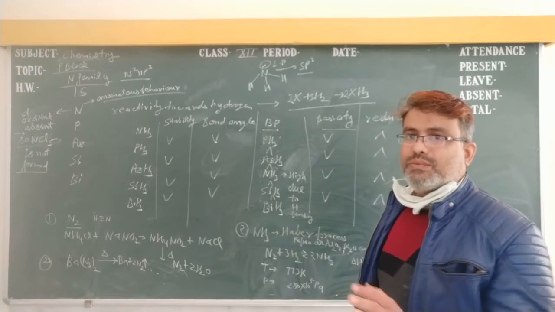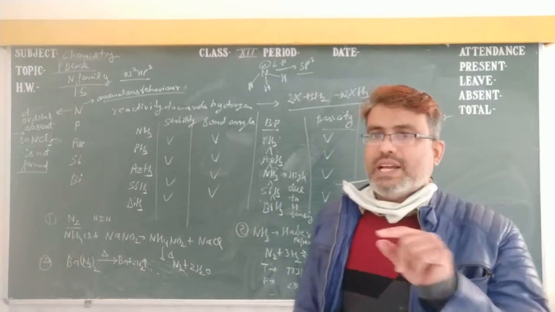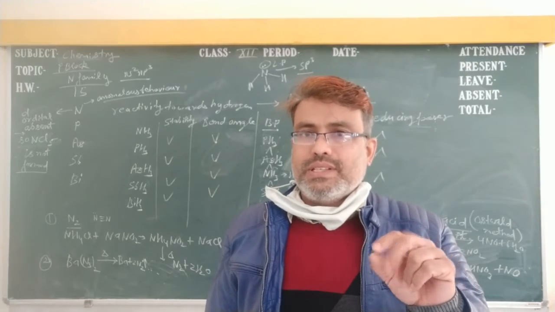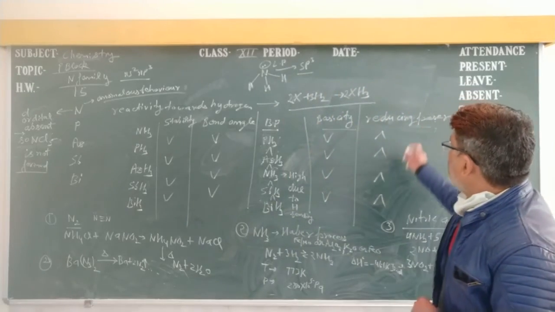You can be asked why the basicity of ammonia is greater than PH3. You can explain on the basis of the size of the atom. Due to smaller size and high electron density, you can say ammonia is more basic. Now next, reducing power.